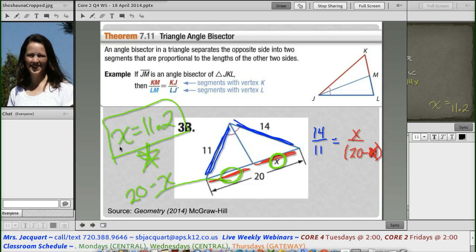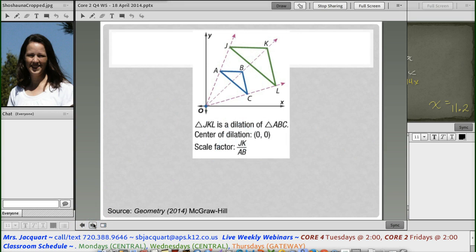Woohoo! Did it? I'm sure that's what it wanted to find, x. Okay, so push pause and read. But let's highlight the red, JK and AB. Okay, you can also do this. You can also do this. You can pick the red pair, the blue pair, or the yellow pair. This one happens to say this one.